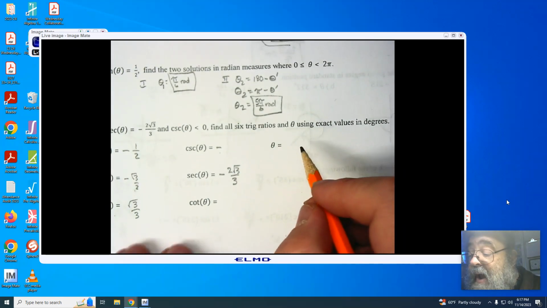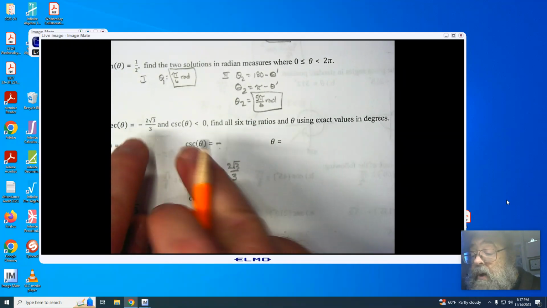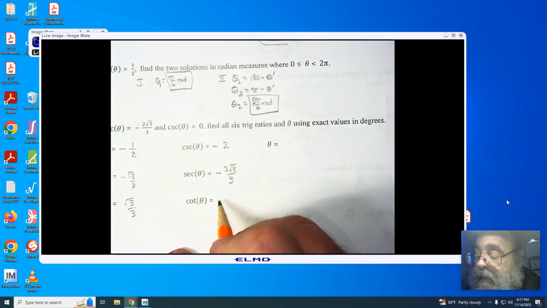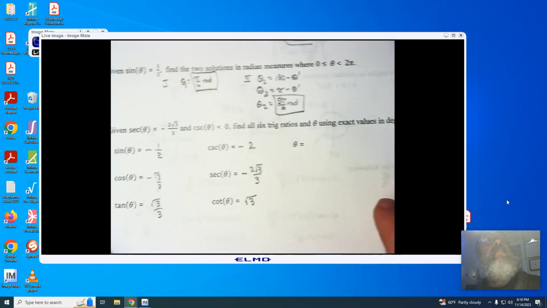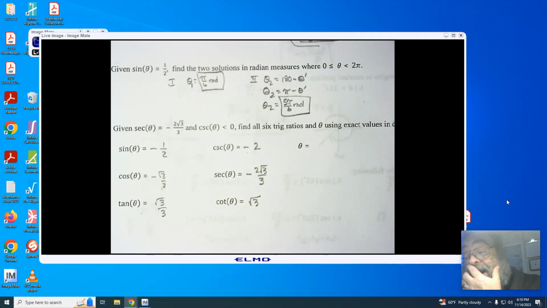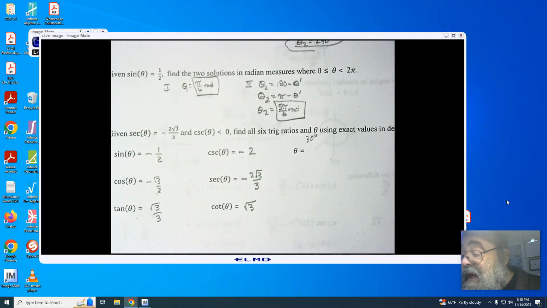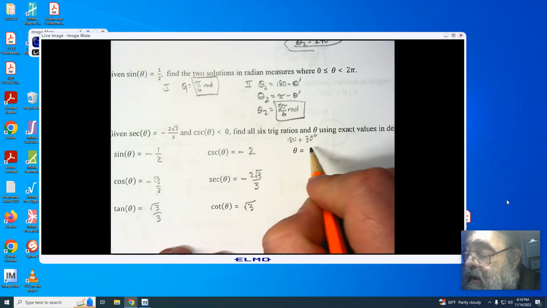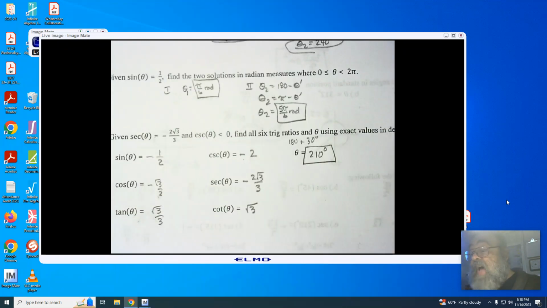I know this has to have a 60-degree reference angle, but we're sitting in the third quadrant where both sine and cosine are negative. So I filled in all of the appropriate information, and I'm now looking at it based upon the reference angle. The reference angle is a 30-degree reference angle. We are sitting in the third quadrant, so I'm going to take 180 plus the 30 degrees, and I get 210 degrees.